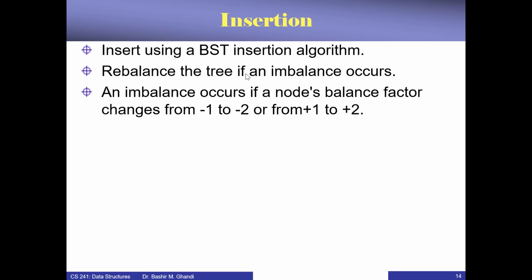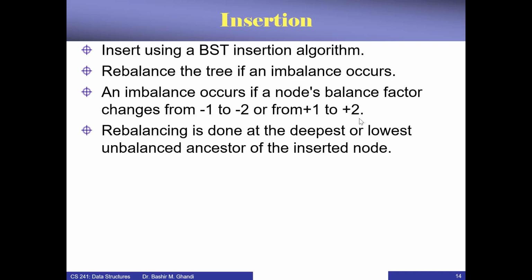And as we explained, an imbalance occurs if a node's balance factor goes out of range. It can go out of range in two ways. Either it was -1 and now it becomes -2. -2 is not acceptable. Or it was 1 and now it becomes 2. Either of these will require rebalancing. Now rebalancing, as we said, is done on the deepest unbalanced node.